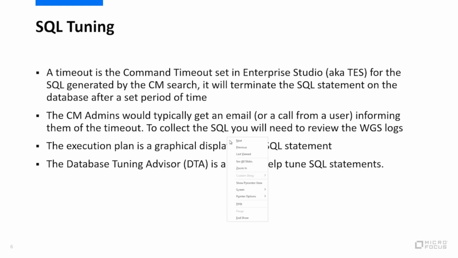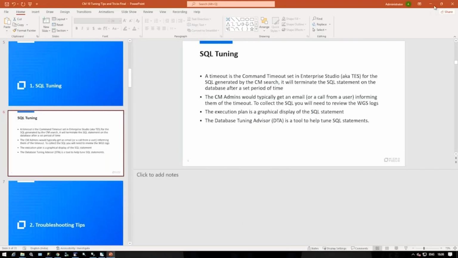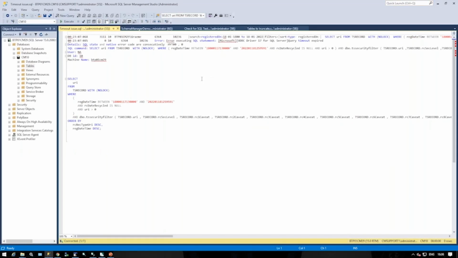So we'll just jump out of the slideshow for a minute and come into the demo. So up here, typically I've got a chunk out of the workgroup server log that's telling me I've got a timeout issue. As you can see, this is the time the SQL took to run before it was timed out, which will match the time in TES. It'll give you a bit of detail on who ran it, the server they ran it on, etc. The type of search they were running, and the filters and so forth, and the select statement itself.